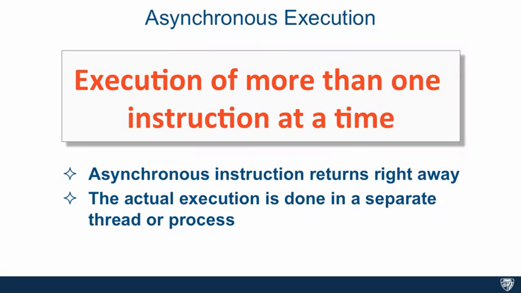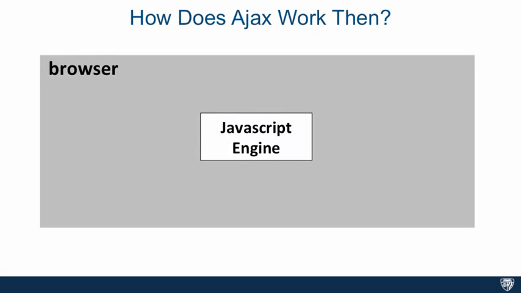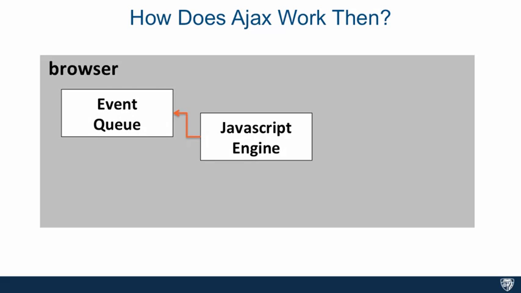So at this point, you might be wondering, if JavaScript is a synchronous language, everything in it is executed synchronously, how is Ajax even possible? Ajax is asynchronous. Well, let's take a look at a diagram. While the JavaScript engine lives in the browser, it's not the only thing that lives in a browser. There are other software components that also live in the browser. For example, you have an event queue that is responsible for handling and queuing events like a mouse click or browser load or something like that.